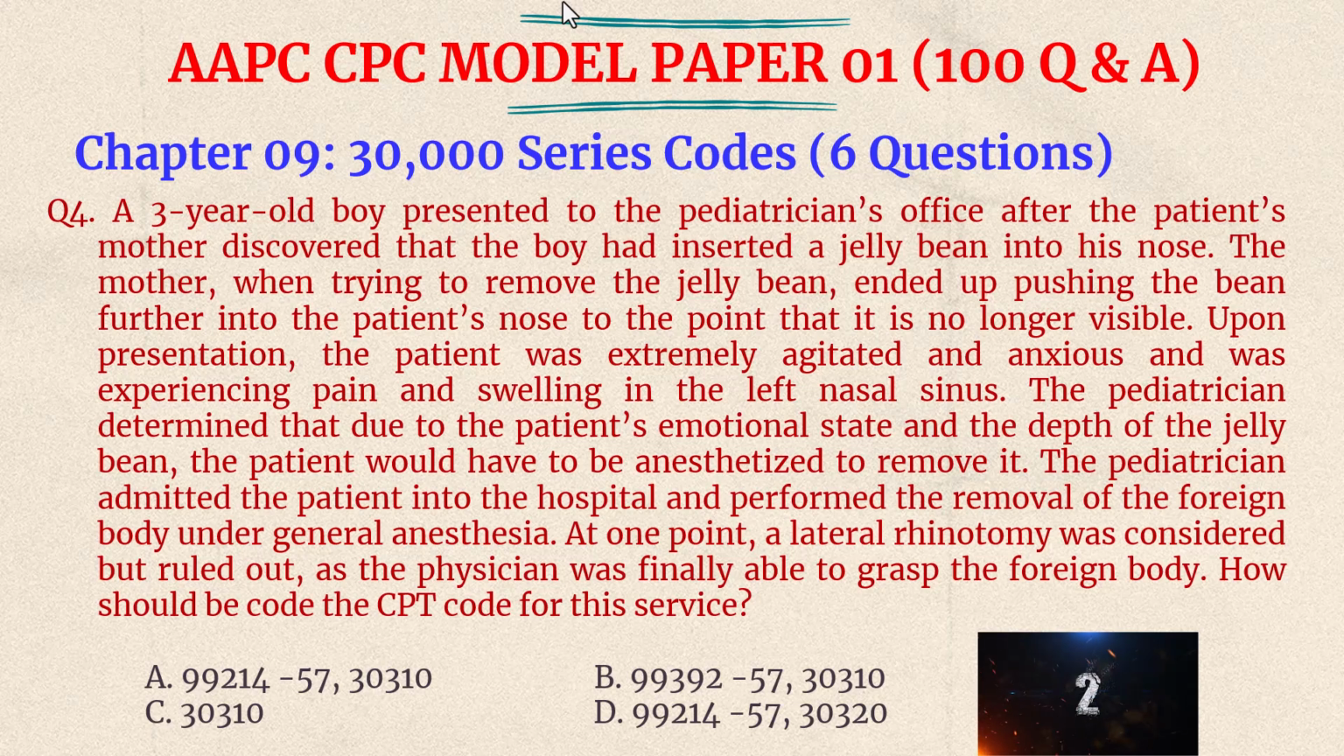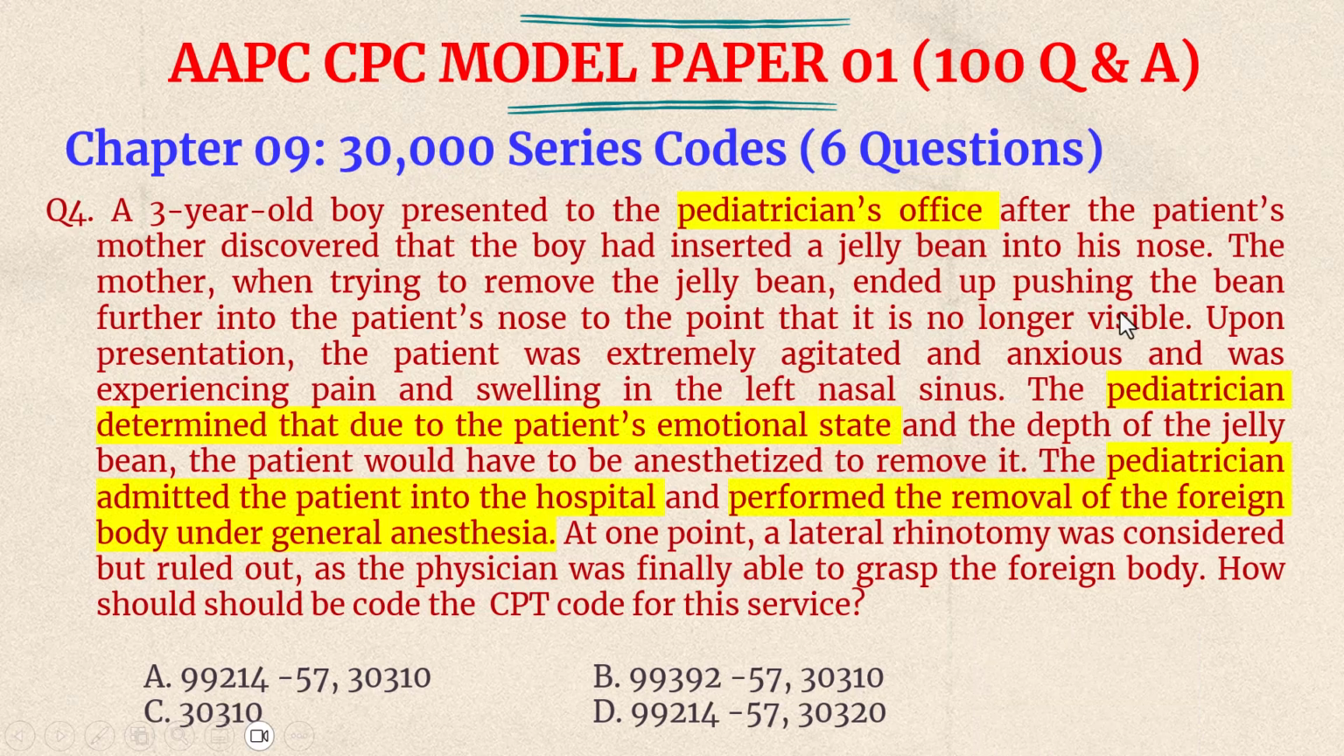Okay, in this case, you have to note that the patient initially visited the pediatrician's office. After that, the pediatrician assessed the patient and decided to go for the foreign body removal under anesthesia. So there are two scenarios. One, the patient encountered in the pediatrician office. Then the patient was admitted to the hospital and the foreign body removed under anesthesia. So when you see the codes, you can see there are two codes used in the answer. One is the 99 series, that is 99214 and 99392. The other codes are 3310 and 3320.